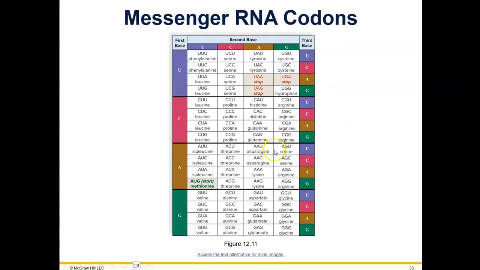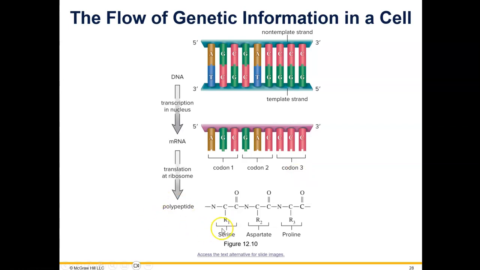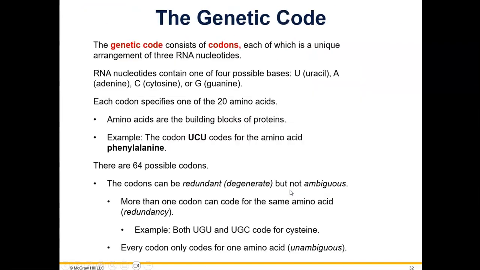Yes. All right, so on this messenger RNA codon chart, we find AGC, which is right here. Sorry, I said ACG, it was AGC. AGC codes for serine. So let's go back. And that's our first amino acid. AGC codes for serine. And then GAC codes for aspartate or aspartic acid.